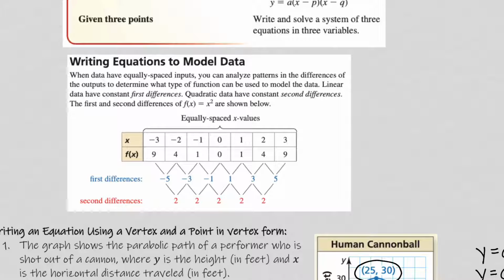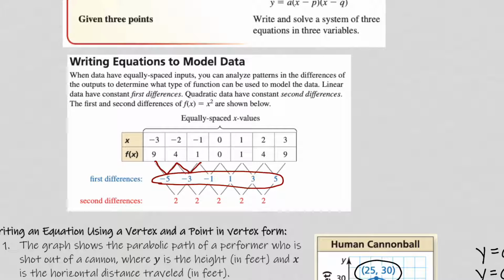And so down here it's shown, the difference between 9 and 4 is the difference in the output, which is the y values. You take the 4 and subtract the 9, you get -5. Then you take 1, subtract the 4. You always take the one on the right, subtract the one on the left, you get -3. Okay, if all of these were the same, it would be linear. If the first differences are the same, then you have a linear function.